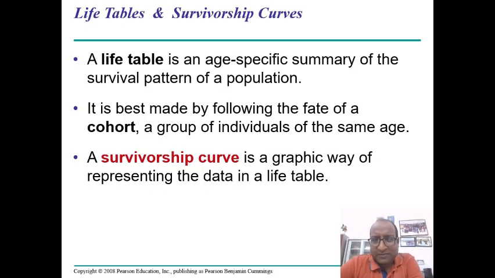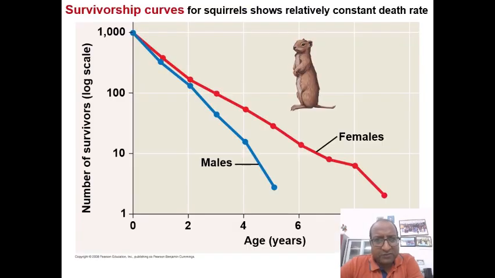So the life table is constructed and there is a curve. One curve is made. You will see how it looks in the next slide. This is a survivorship curve for a squirrel, showing a relatively constant death rate. What you see is the span of the year 0 to 8 years. In the beginning of the time, there are 1,000 squirrels that have taken birth.